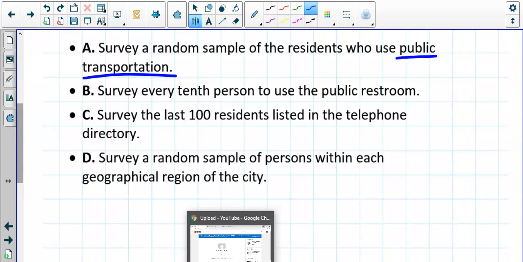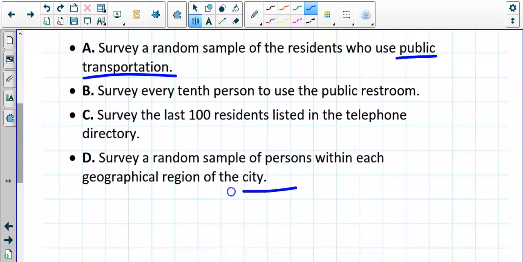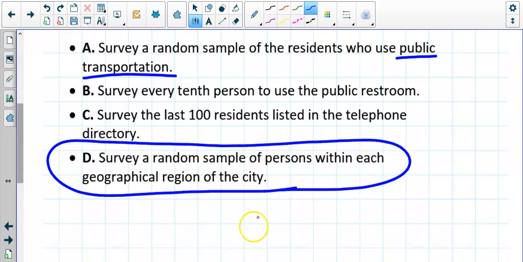But if you look at D, D is the best one because you're going to survey a random sample of people within each geographical region of the city. So, think about like the suburbs of cities and things like that. This is the one where you're going to get the best representation of your population because we're going to go to each geographical region like Kissimmee and Poinciana and St. Cloud and all that. And we're going to get information from everybody that lives within those geographical regions to help us know should we fix the roads. And that's the best one right there. That's the most appropriate.